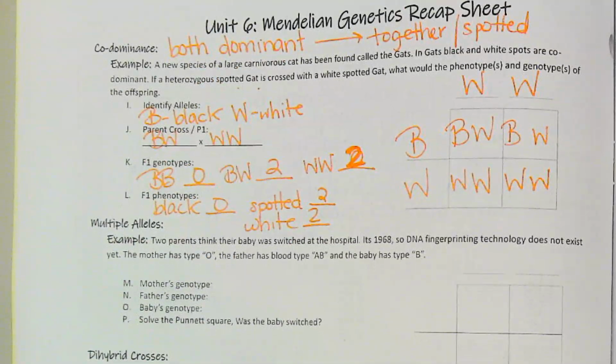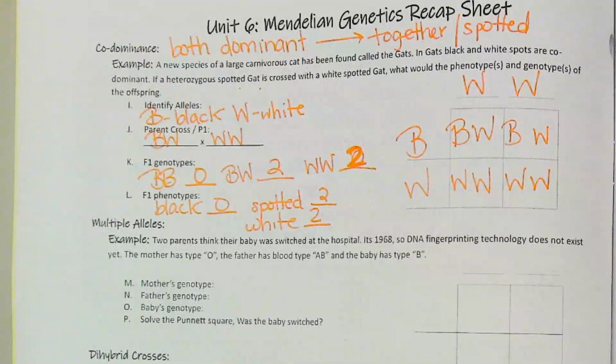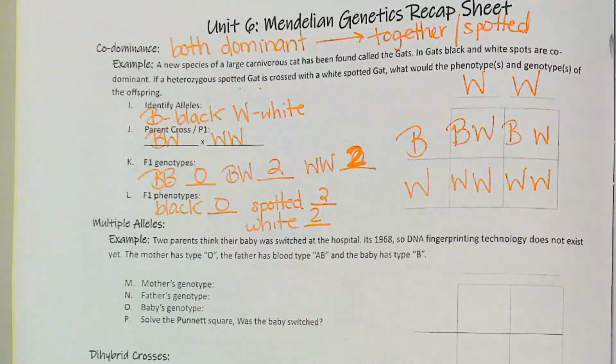Monohybrids. Multiple alleles. Multiple alleles are typically referring to blood types. So our example here, we think our baby was switched at the hospital. DNA fingerprinting technology does not exist yet. Mom is O, father is AB, and the baby is B.